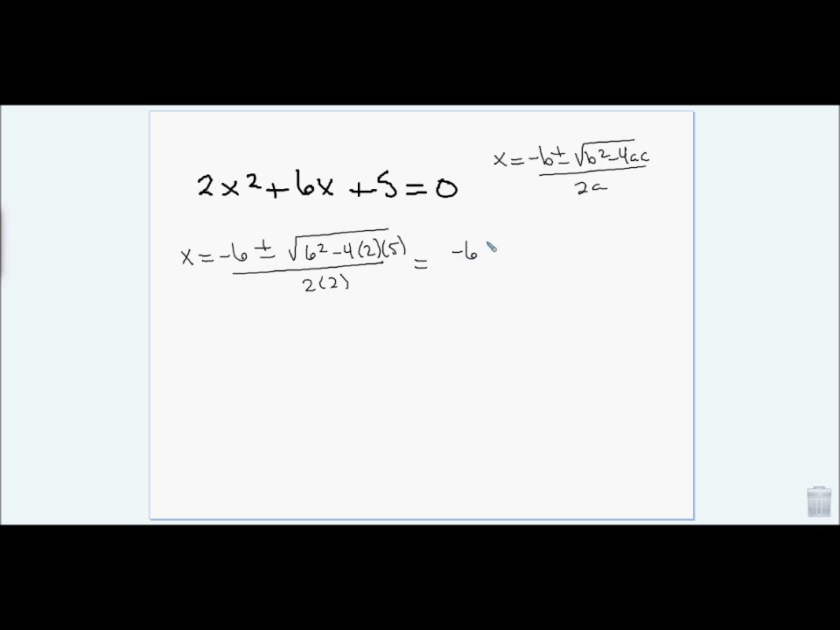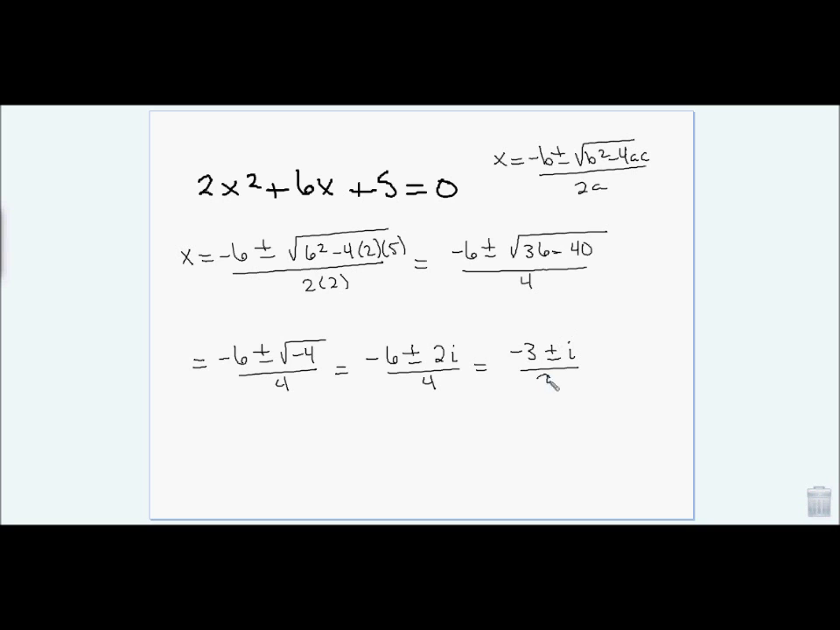So that gives me negative 6 plus or minus the square root of 36 minus 40 over 4. So I get negative 6 plus or minus the square root of negative 4 over 4, which gives me negative 6 plus or minus 2i over 4. All of these will divide by 2. So I have negative 3 plus or minus i over 2.